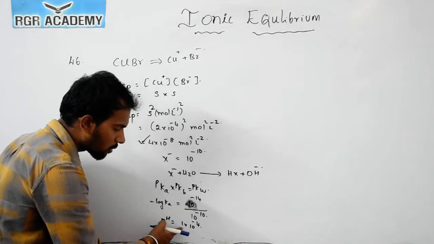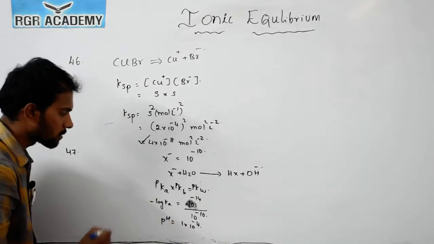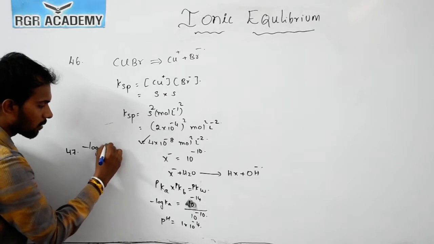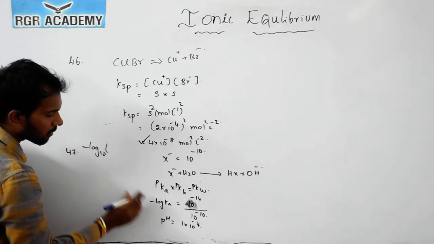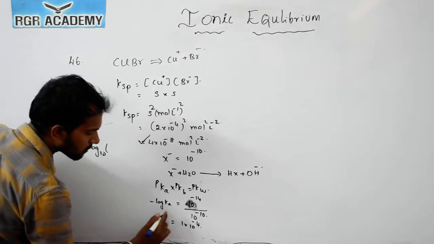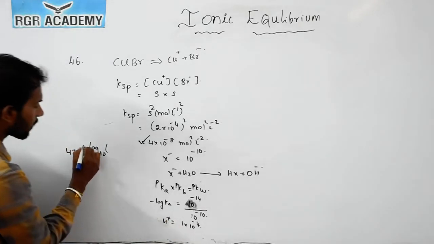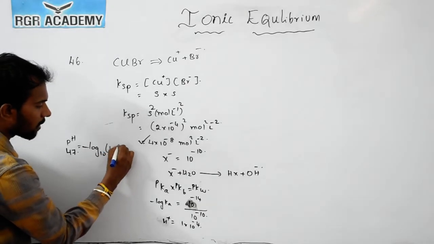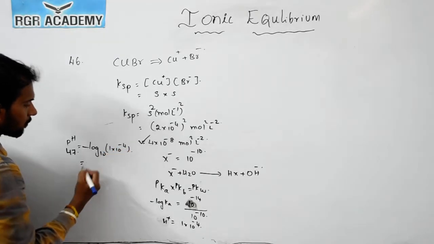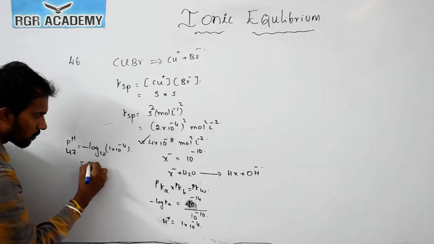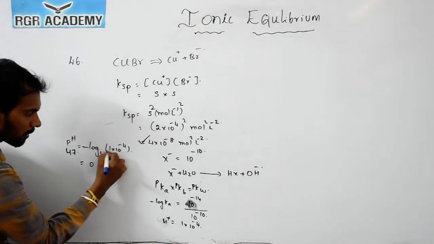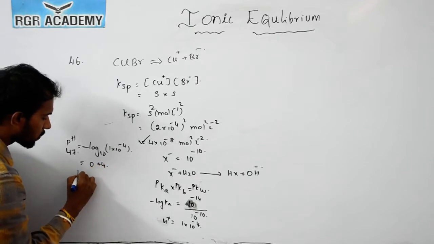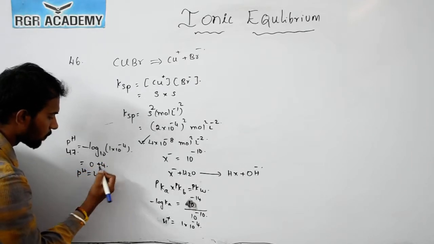So what is meant by pH? pH is equal to minus log to the base 10 of the concentration of H plus ions. Now see this one, the concentration of H plus ions is 1 into 10 power minus 4. So log 1 is 0, and log 10 power minus 4 is minus 4. Here it is minus, okay, plus 4. So the pH value is 4.